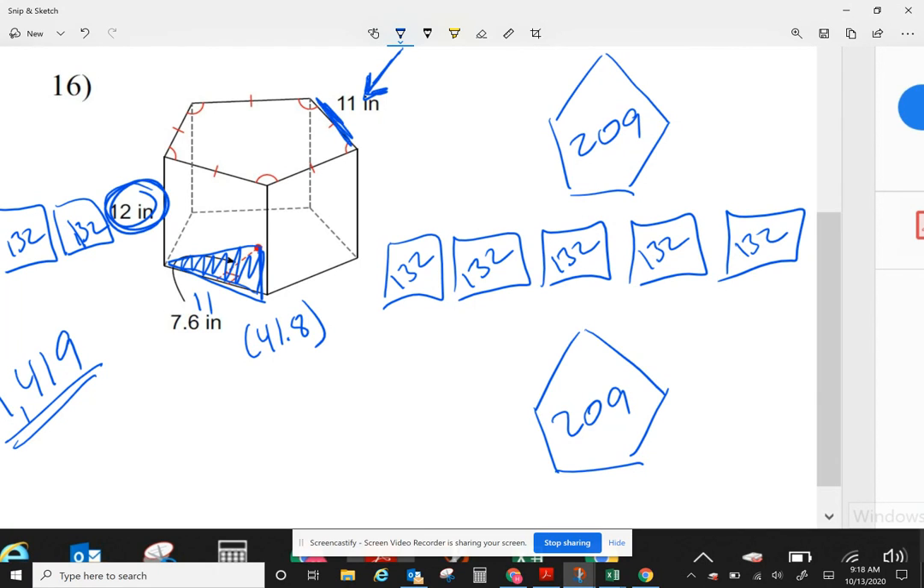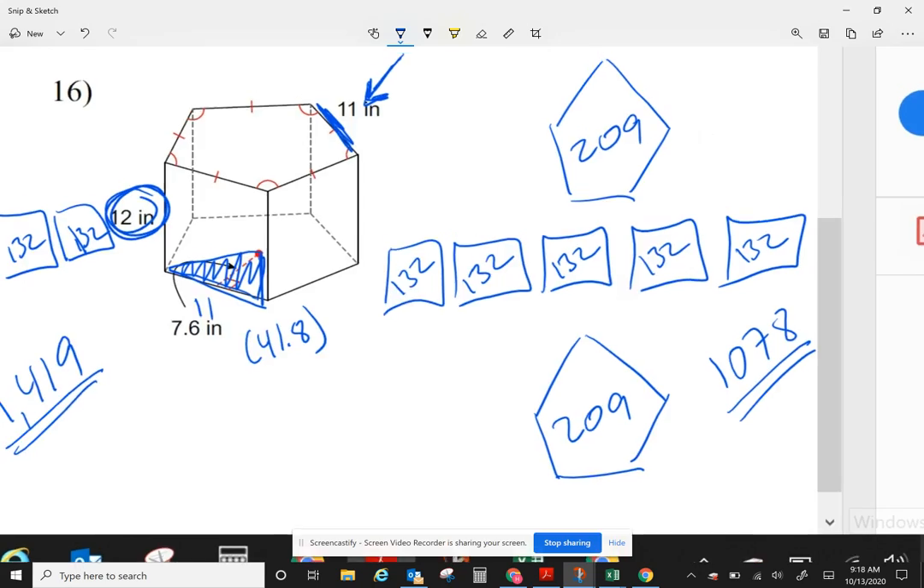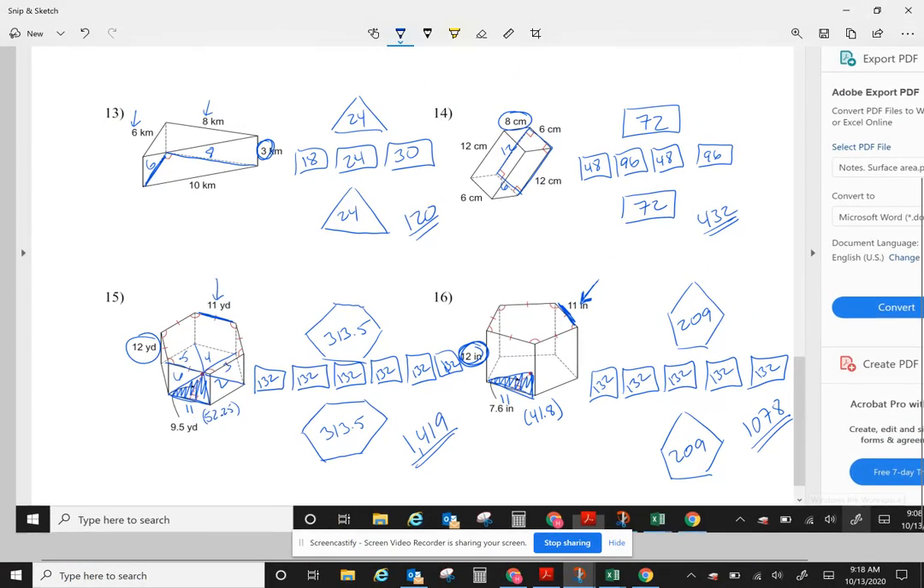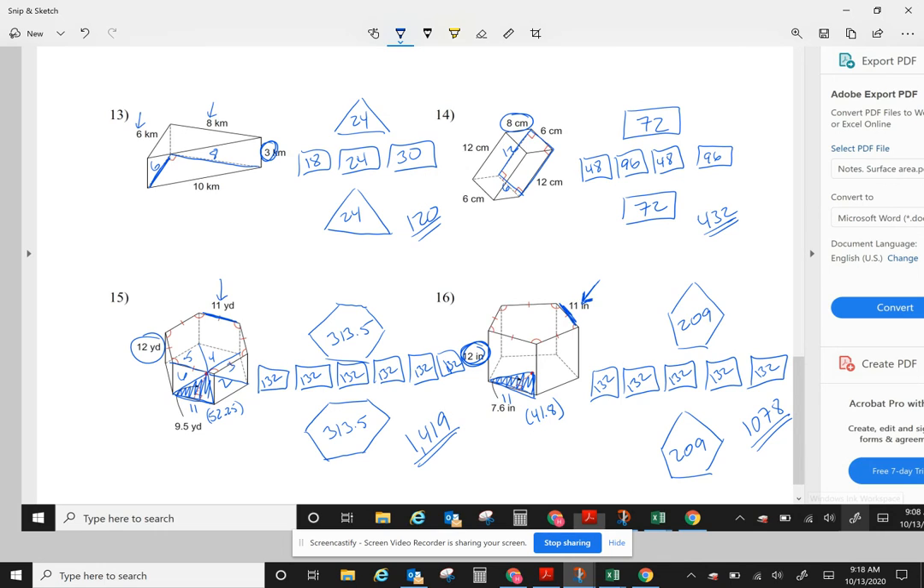All right, now add everything. I see 132 5 times. So let me just go 132 times 5 plus 209 plus 209. And my result is 1078. Once again, the little comma in between the 1 and the 0, I'm going to leave it optional. Whether you type it or not, you will be marked correct.